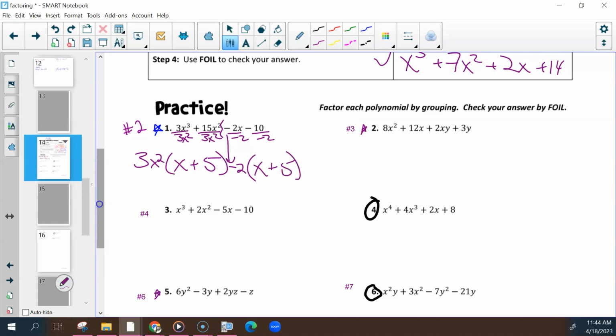So then we can write our two answers. The x plus 5s are the same, so that's one of them. Again, the order doesn't matter whether I put this one first or the second one first. What would the other factor be? What are the things on the outsides that we factored out? Lily? So then those would be our two factors. What questions do we have so far?